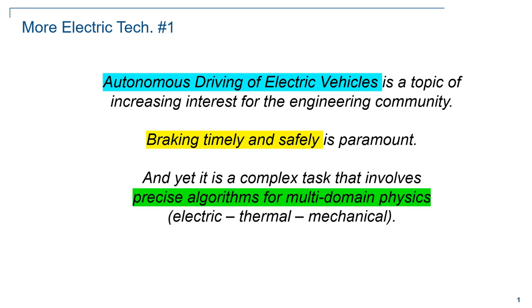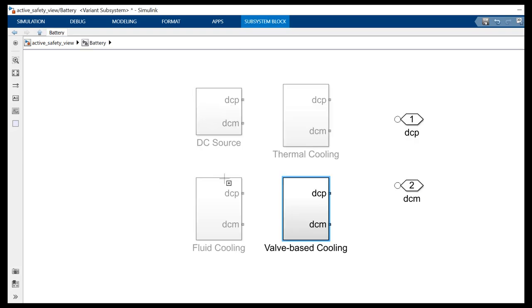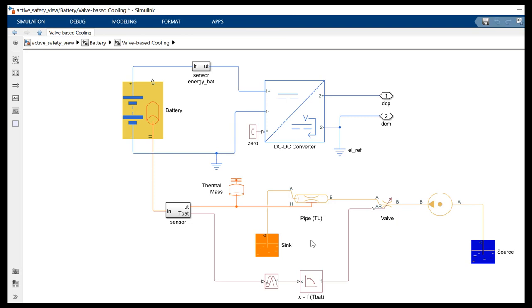How can we develop technology efficiently? The answer is with simulation. A model of the physics and algorithms is presented. Let's start with the battery. A battery with thermal behavior is connected to a DC-DC converter.